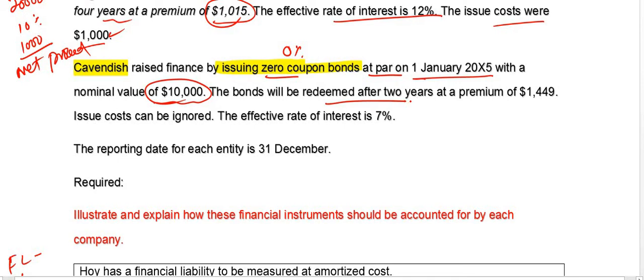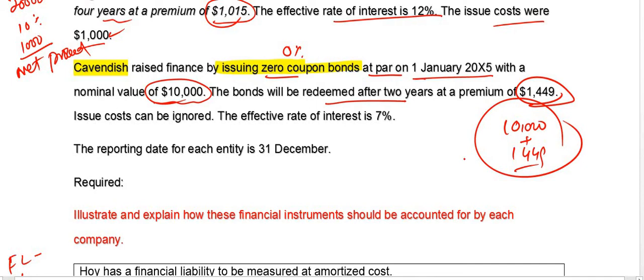The premium amount will be this. So you have to pay this 10,000 plus this 114 after two years, and you will have no liability after the second year. Now the issue cost can be ignored, so there is no issue cost. If there is issue cost, then you will deduct this, and the effective interest rate is the same. The reporting date is 31st January.